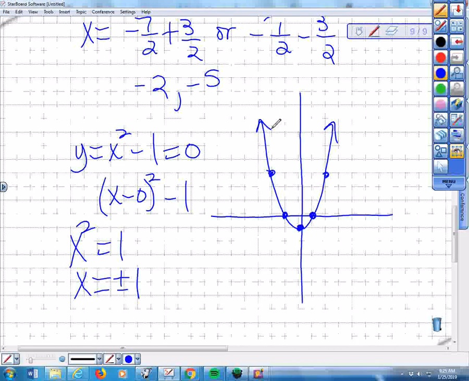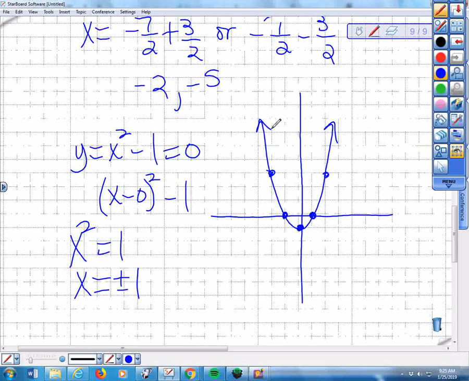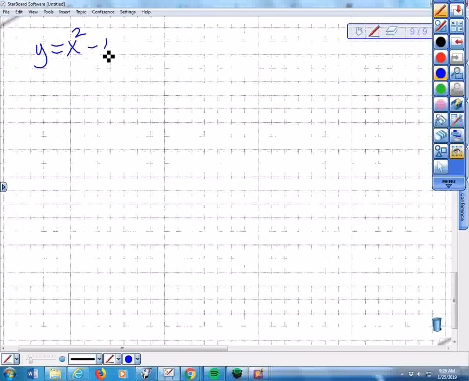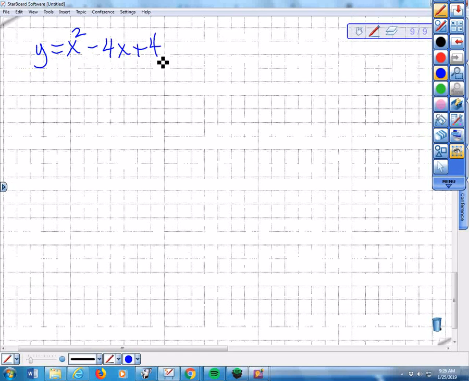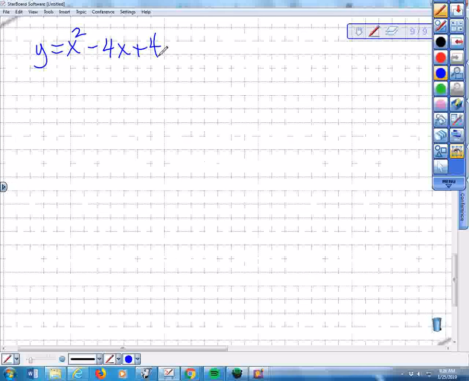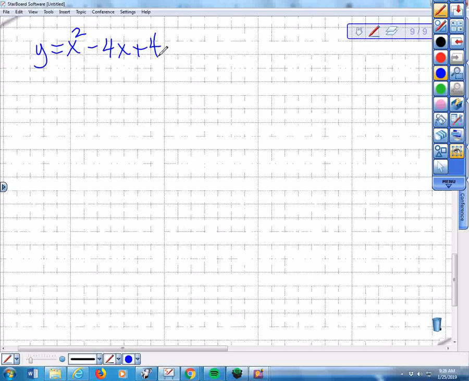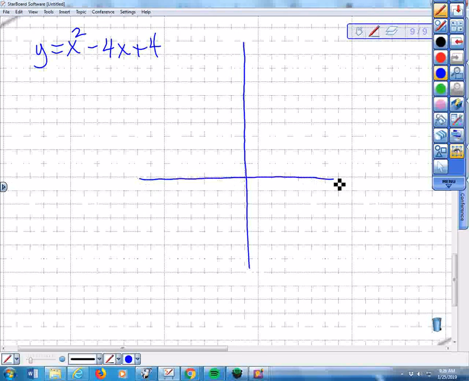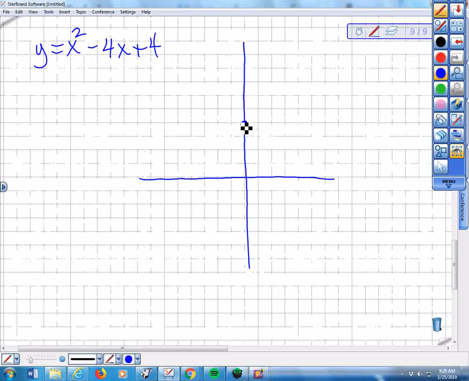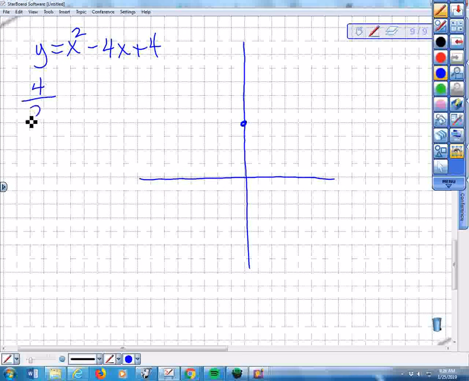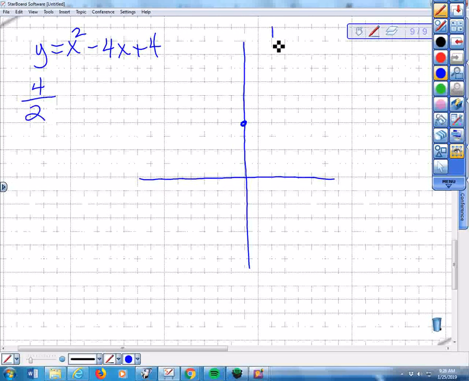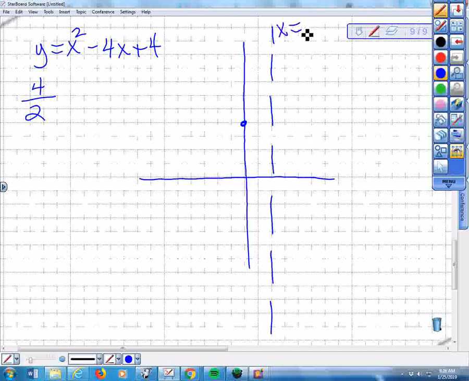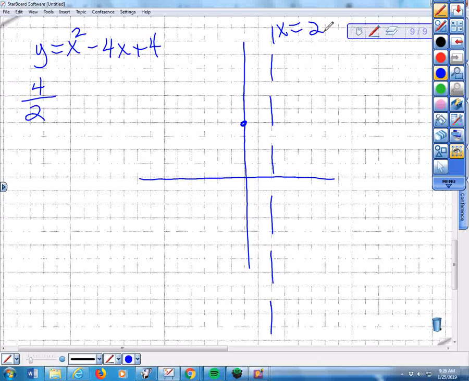Next one is in standard form. What is the y-intercept? 4. How do I find the vertex? -b over 2a. Vertex happens to be at 2. There's my axis of symmetry at x equals 2. I plug 2 back in here. I get 4.